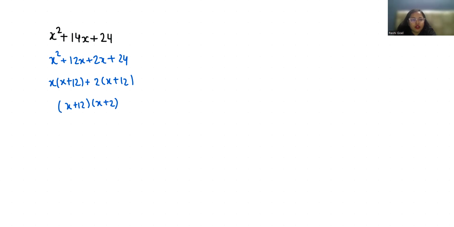To find the solution, put each factor equal to 0. So x + 12 = 0 gives x = -12, and x + 2 = 0, so x = -2. These are the two values of x.